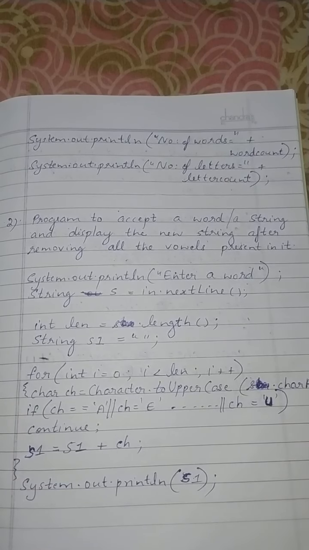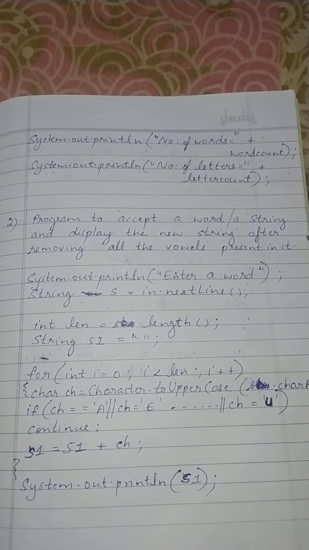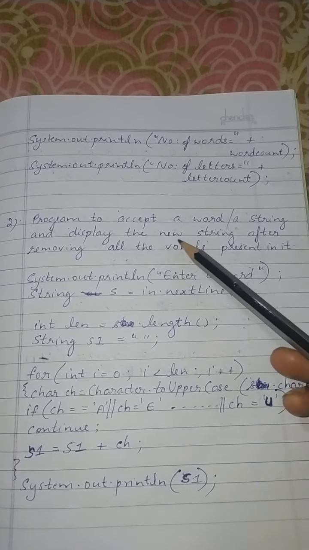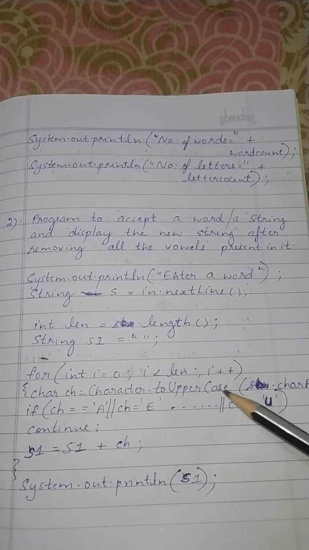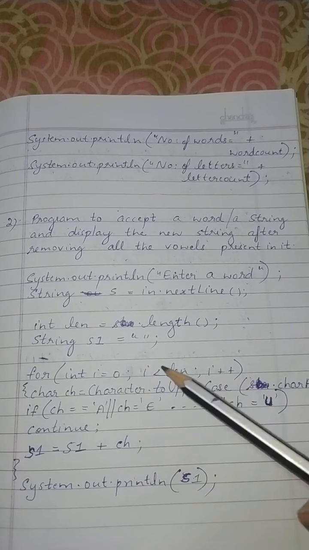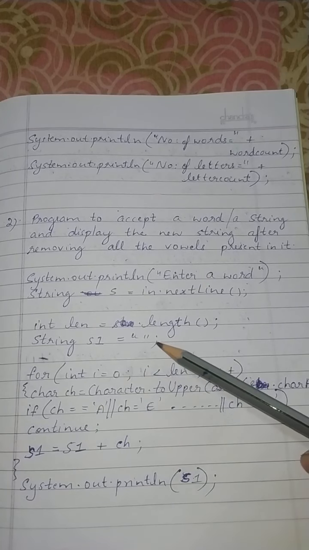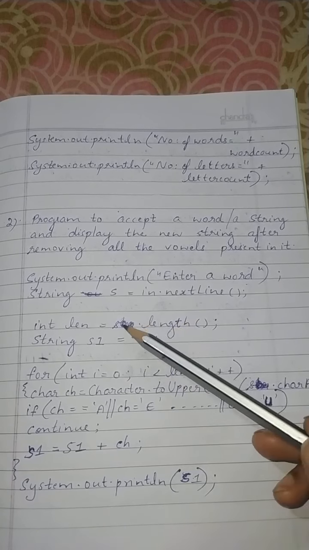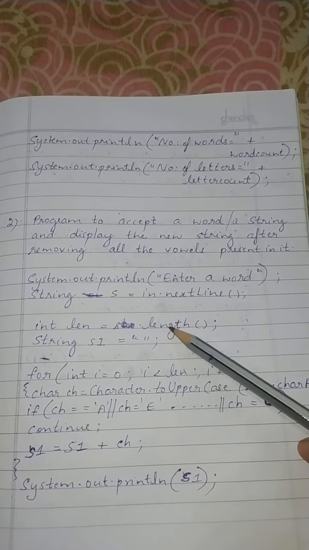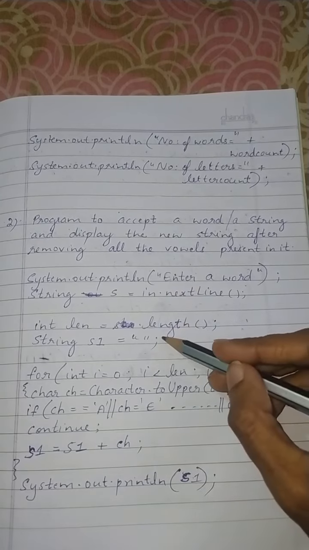Okay, and the second program is to accept a word or a string and display the new string after removing all the vowels present in it. So we have to check whether any character is equal to the vowels, like from capital A to capital U. Okay, so for example, I am getting a string value here and I am finding the length of that string, s dot length, and I will tell the use of this statement.